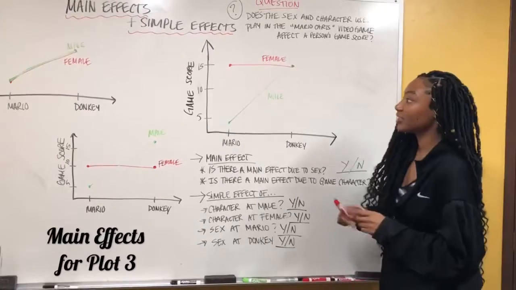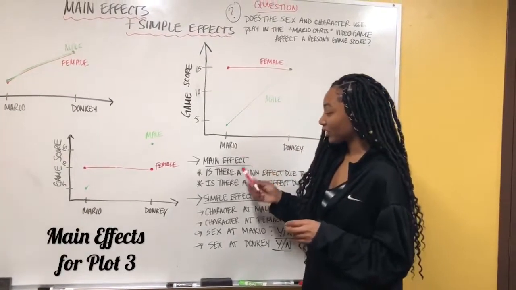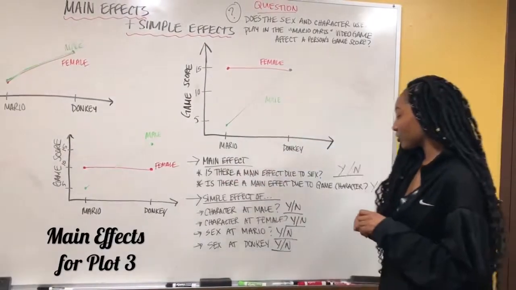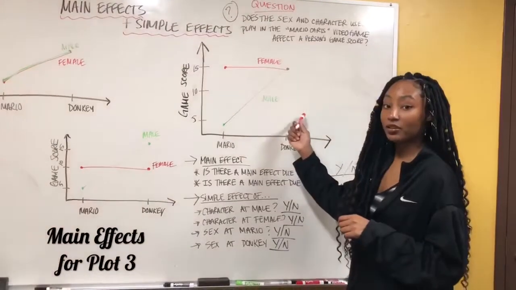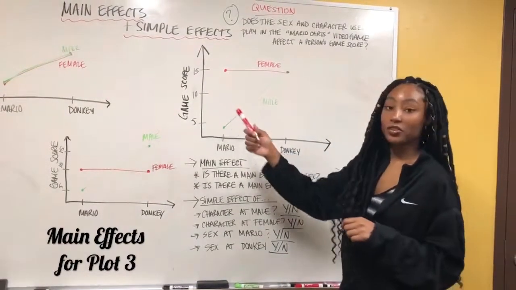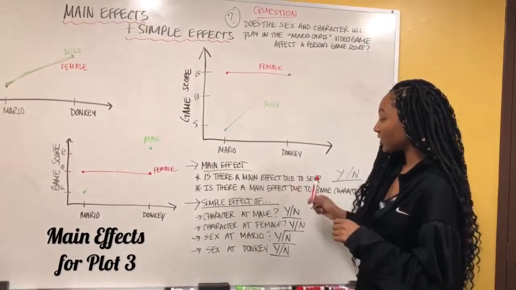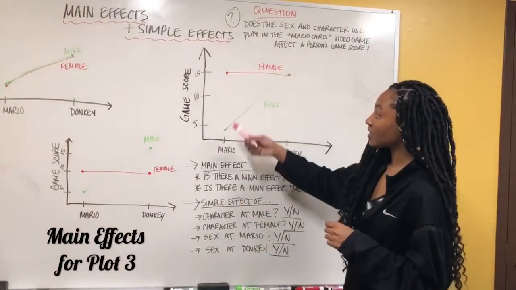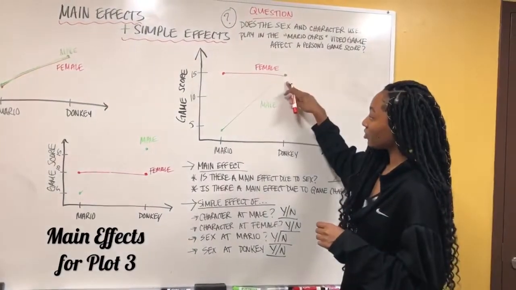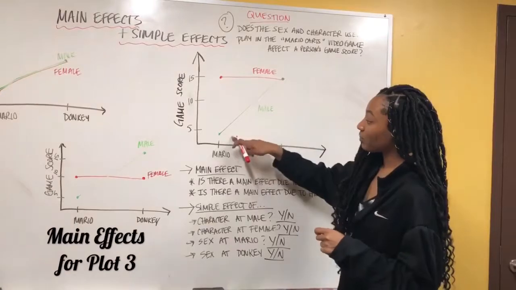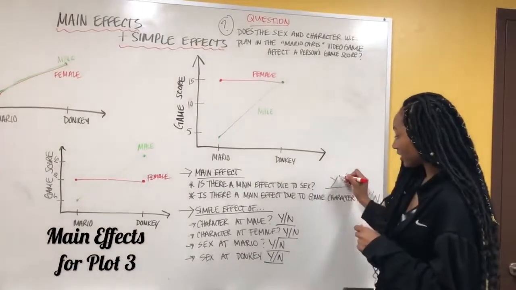All right, now we're going to look at our last graph. Let's do our main effects. Is there a main effect due to sex? We see that if the graph was parallel and it overlapped like our first one, then that would be no interaction. But since we do have an interaction, this means that there is a main effect due to sex, because the sexes score differently based on the characters. Here, they do score the same using Donkey, but the male went up from Mario to Donkey. So there is a main effect due to sex.